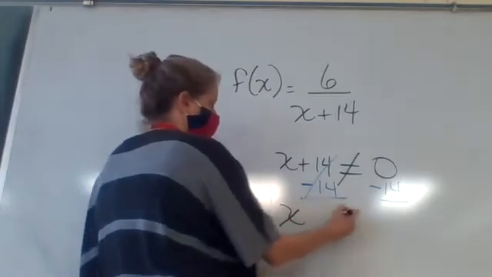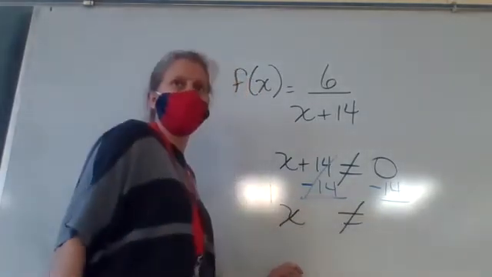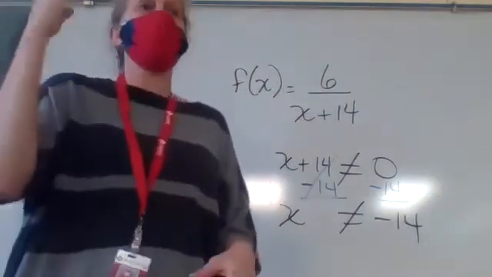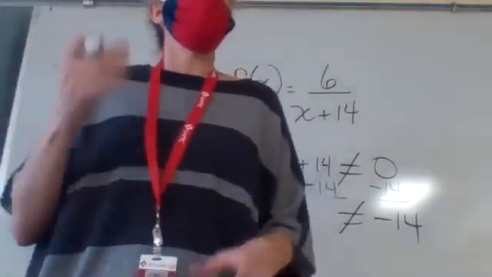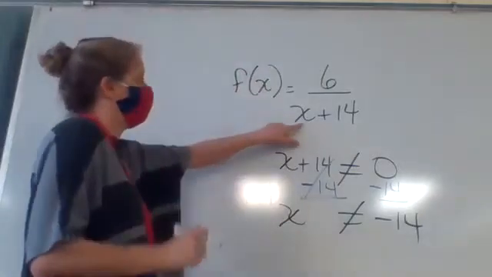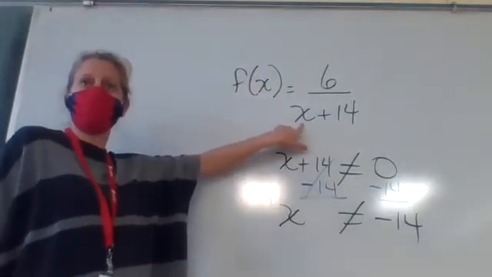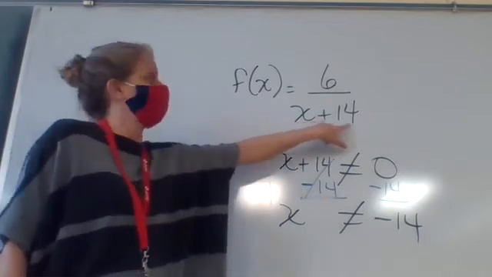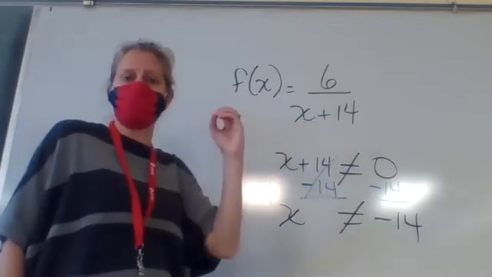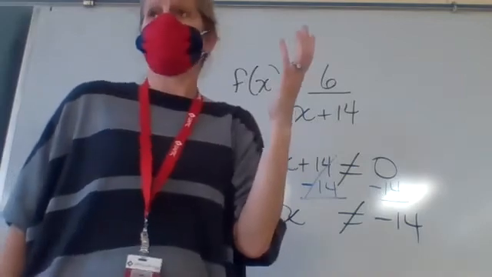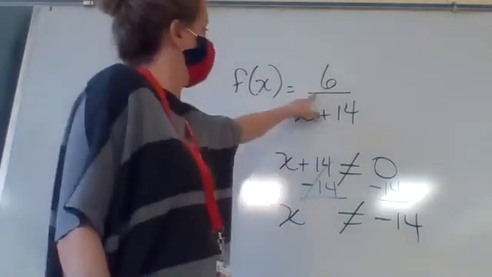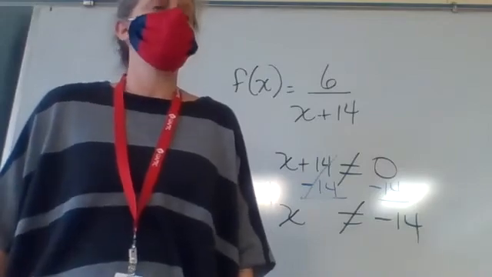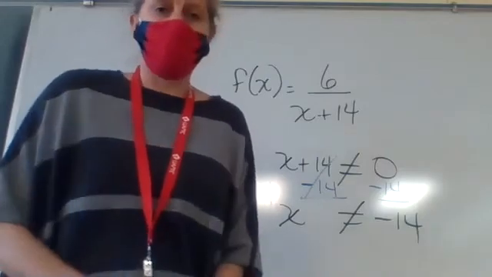So x cannot equal -14, right? Because if you were plugging in numbers for x to try to find points to plot and you put a -14 in for this x right here, what's going to happen? You'd have -14 plus 14 in your denominator, which is 0. And then you're going to be stuck because you can't plot that. Because when you do 6 divided by 0, you're going to get an error in your calculator because you can't divide by 0.